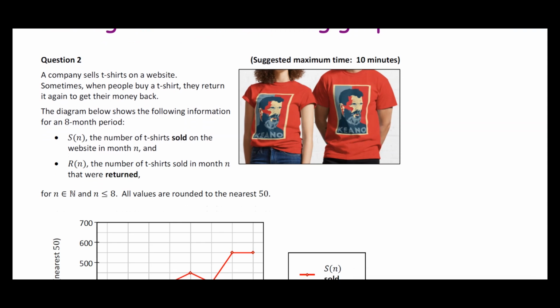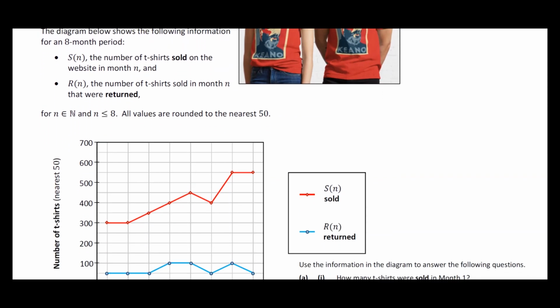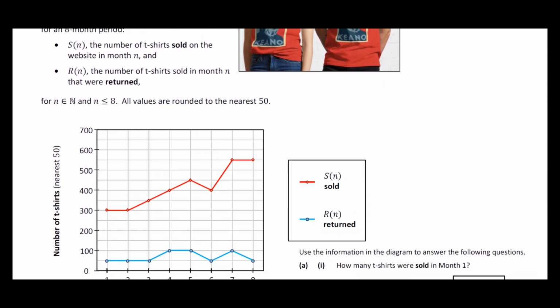Okay, so this is about understanding the graph, reading it and understanding it. So let's see. S of n is the number of t-shirts sold. And here we have S of n is the red graph. That's showing how many t-shirts they sold on the website in a particular month. And then R of n, they are the returns and they are blue, the number of t-shirts sold in the month n that were returned.